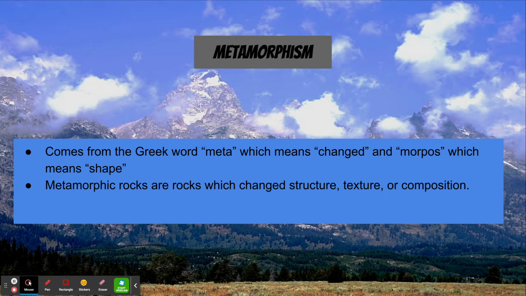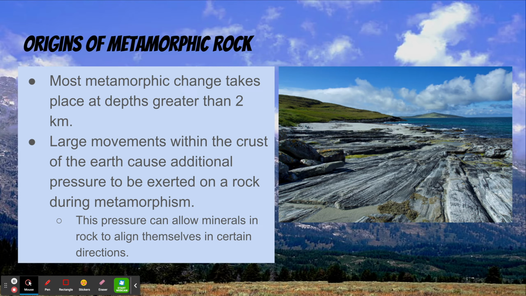All right, so metamorphism comes from the Greek word meta, which means changed, and morphos, which means shape. So metamorphic rocks are rocks which changed structure, texture, or composition. The origins of metamorphic rock: most metamorphic changes take place at depths greater than 2 kilometers below the surface of the Earth.